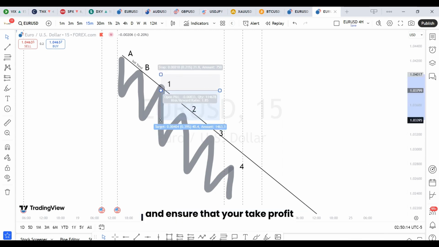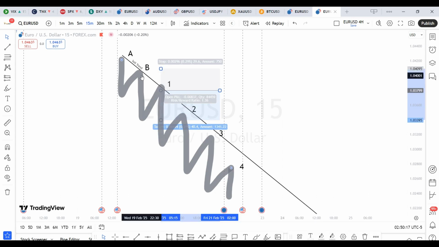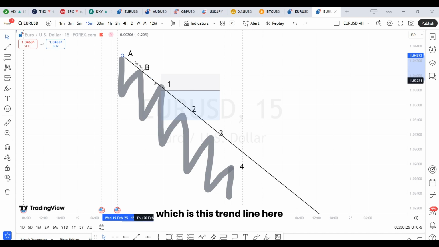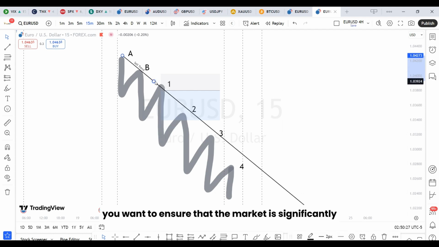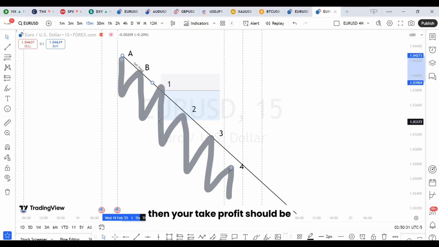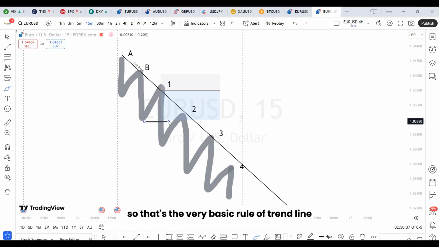and ensure that your take profit stop loss is somewhere significantly above this point B or above the trend line in itself, which is this trend line here. You want to ensure that the market is significantly above the trend line here. Then your take profit should be at this previous low here. So that's the very basic rule of trend line.